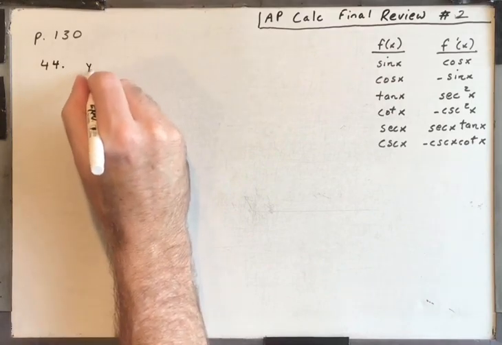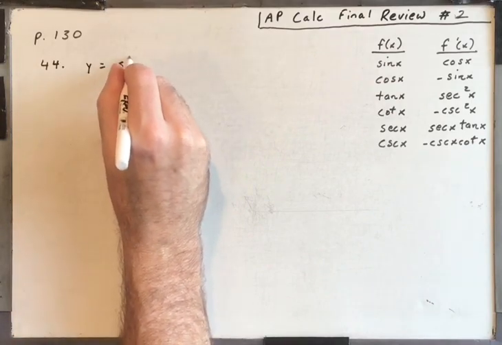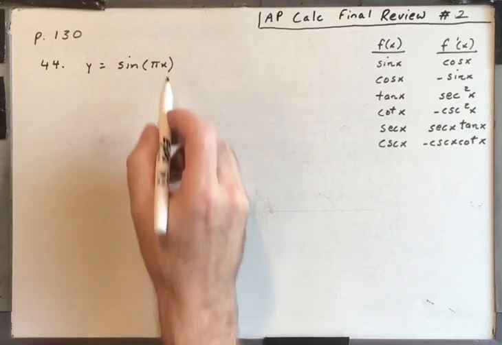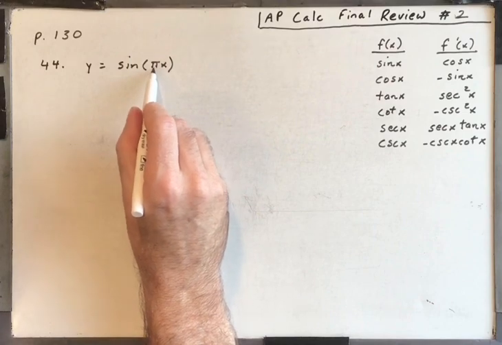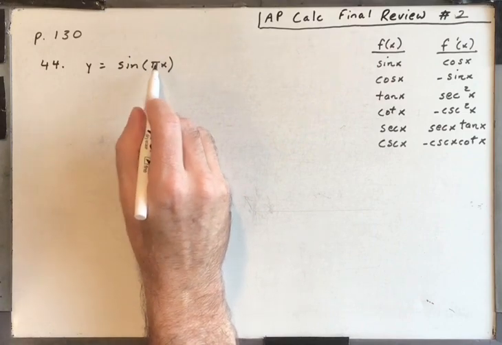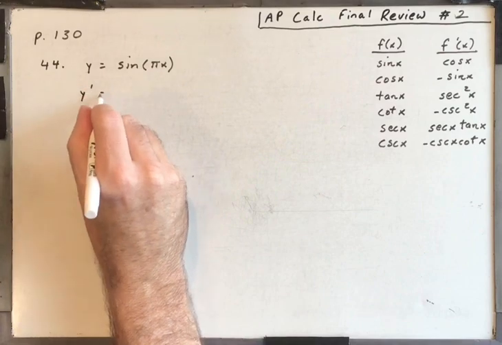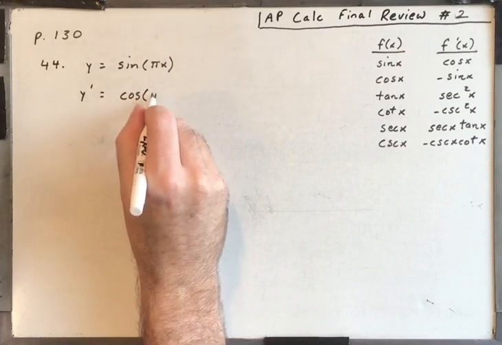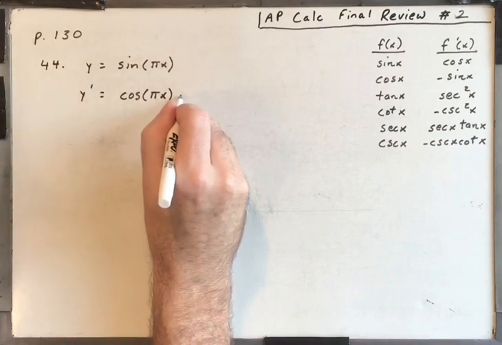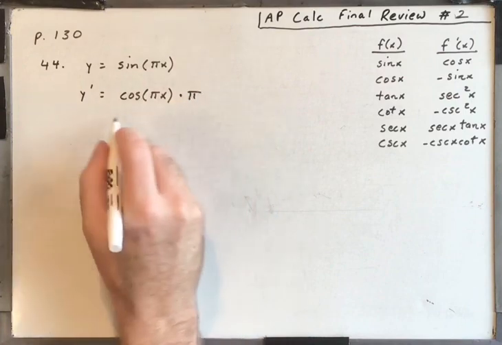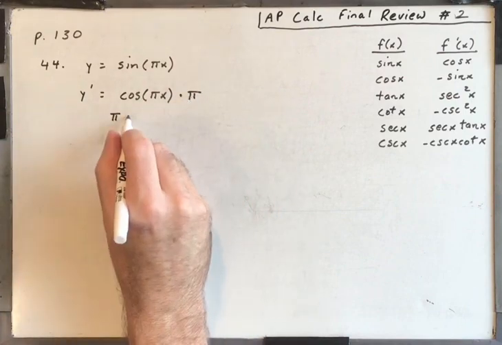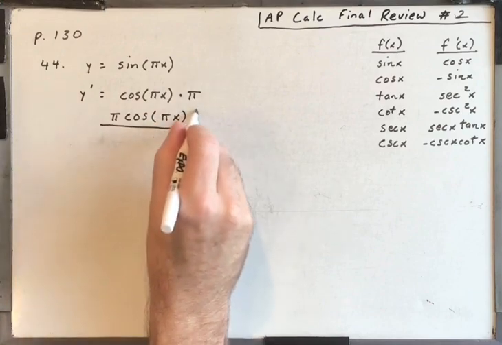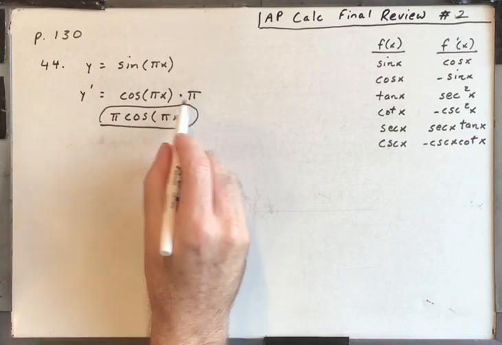And we have y is equal to, now we're going to do several trig ones with chain rule, sine pi x. Okay, this is a 2-layer onion. So what makes it chain rule is that it's anything other than x here. So y prime is going to be cosine pi x, so this is the block, cosine pi x times the derivative of the block, which would just be pi. So we need to bring that pi out front, pi cosine pi x. The reason I bring the pi out front is so you don't confuse it with the angle.